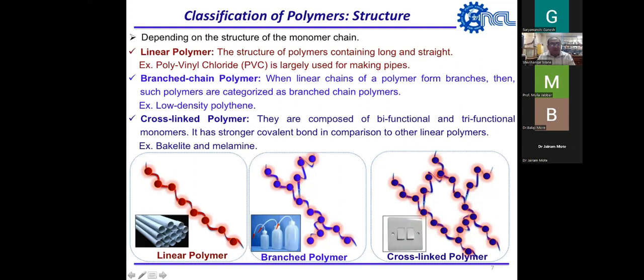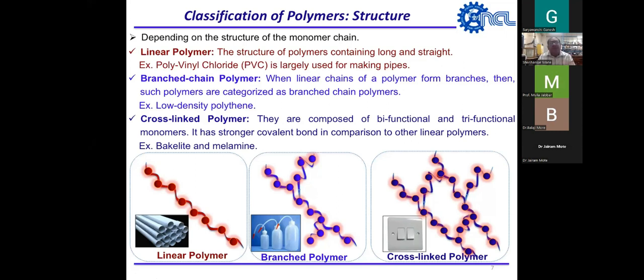The third one is the cross-linked polymer. They are composed of bifunctional or trifunctional monomers. It has strong covalent bonds in comparison to the linear polymers, and the degree of branching is very high as compared to the branched polymers. It gets cross-linked into high-density materials which cannot be remolded. That's why it's called a highly cross-linked polymer. Typical examples are bakelite and melamine. Switches are made from bakelite, and the dishes we use at home are made from melamine.